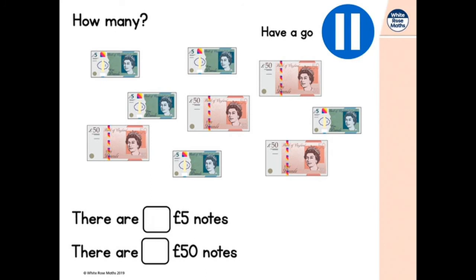Remember how on the first slide we talked about we could sort by color? Well, I'm going to ask you to sort these notes according to color and number. Can you pause here and complete the sentences below to tell me how many £5 notes and £50 notes there are?